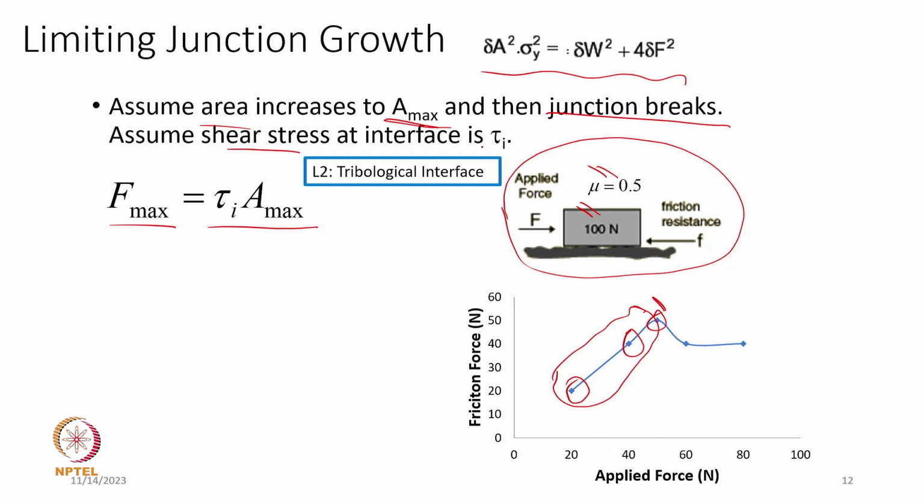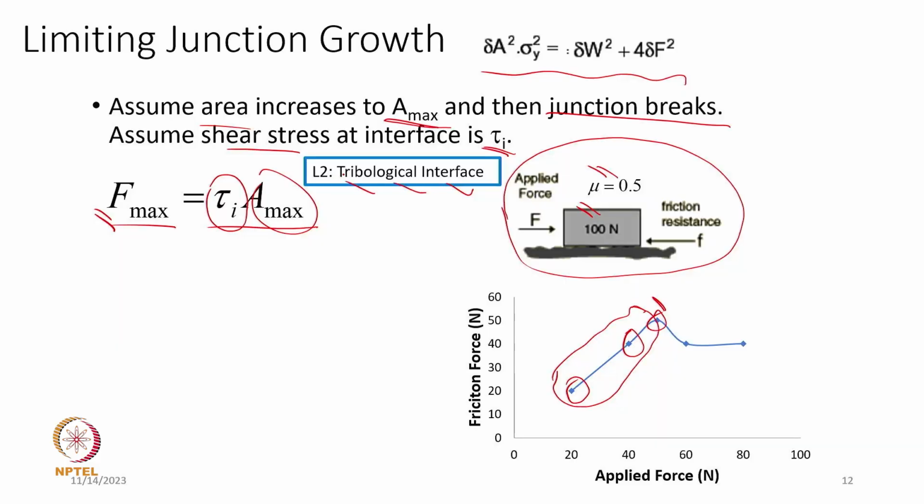Now here we are saying that the interfacial strength is tau I. The tau I into A max will give me the friction force. Right. So this is where we say the tribological interface, the lecture 2 which we studied, is important and plays an important role in understanding the overall friction force and wear rate also.